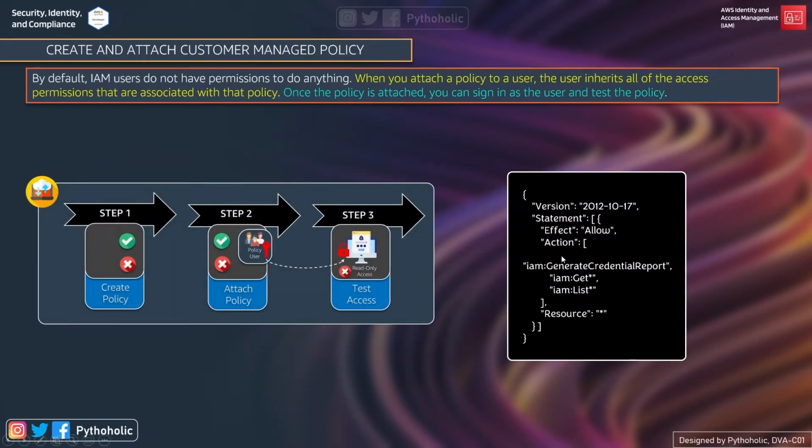Here you can see we have an Allow effect and the resource is star, and the actions provided here are generate credential report, iam:Get*, and iam:List*. And with these three, the user will be able to log into the AWS console with read-only permissions, because it will not be able to create any policy or update any policy. It can just list and read the policies that we have. It will be able to log in and view the policy and the permissions itself, but not update them or create them. And it will also be able to generate the credential report. So this is one of the ways we can actually create and attach a customer managed policy to a user.